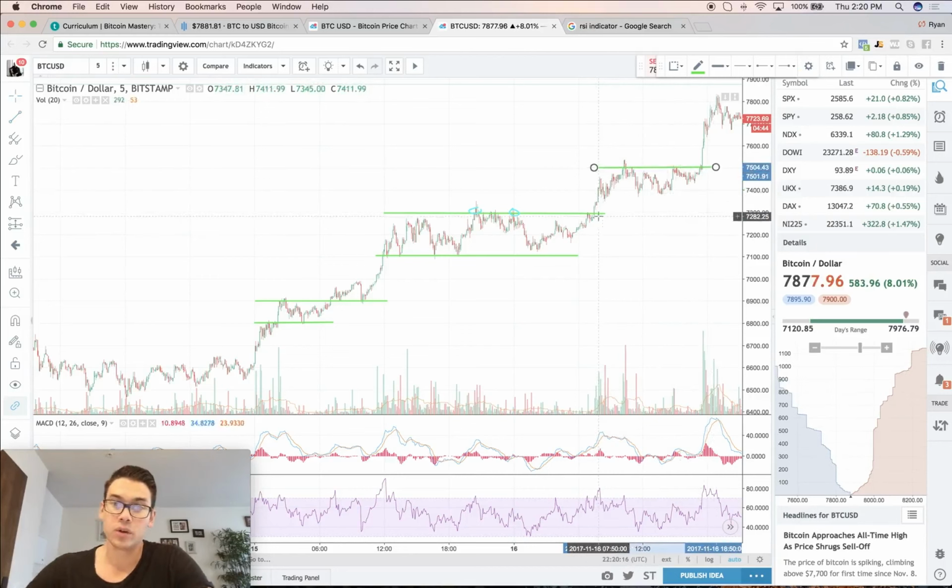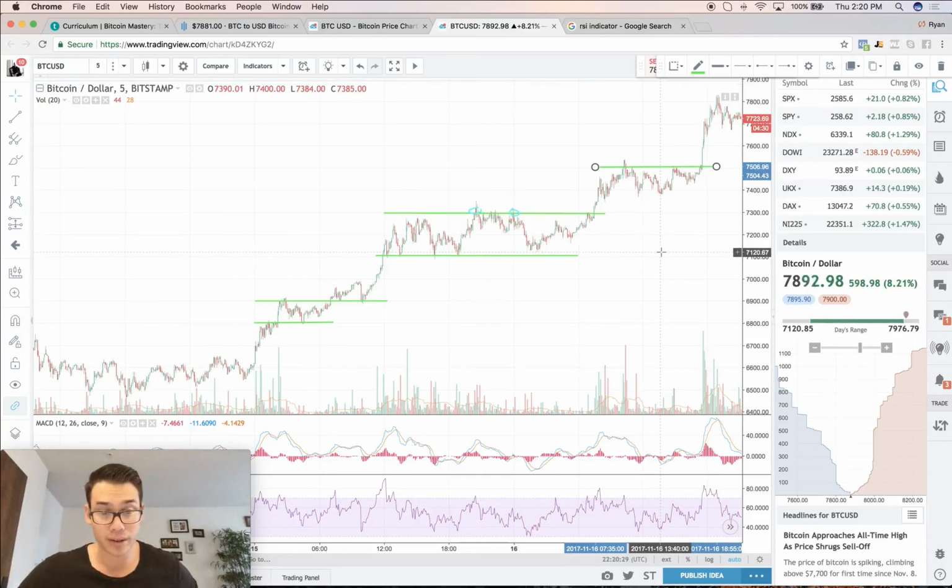Okay, so when we break through resistance, we make new support, and we also make new resistance levels, which are the newest highs. Okay, 7,500 would be the newest highs, and this is all in one day. This is all one day because this is a 5-minute chart, so each candlestick is 5 minutes.